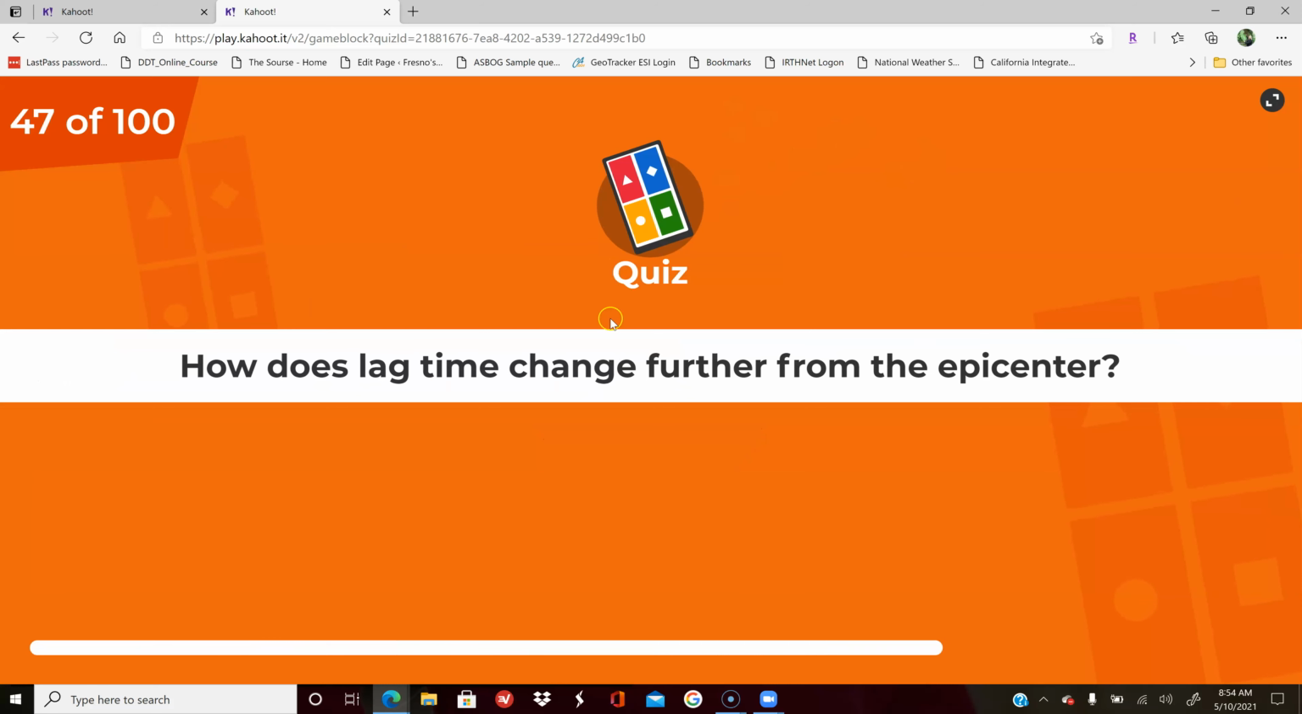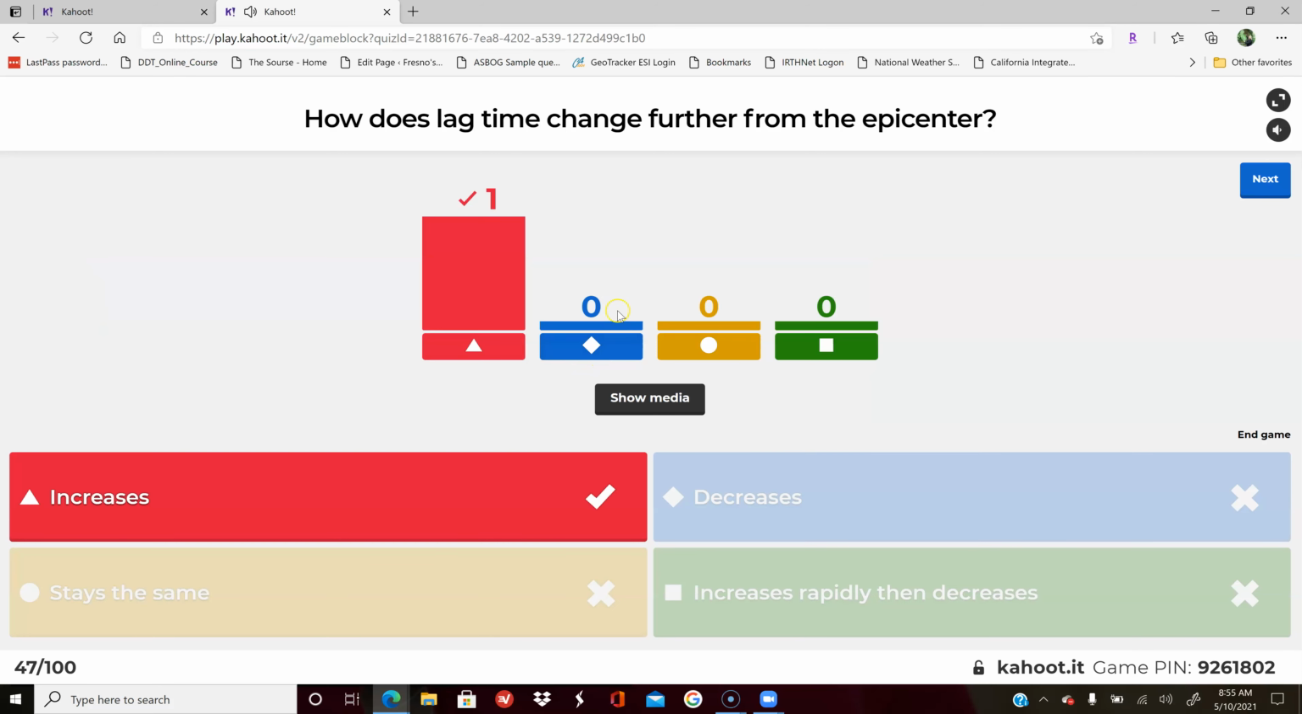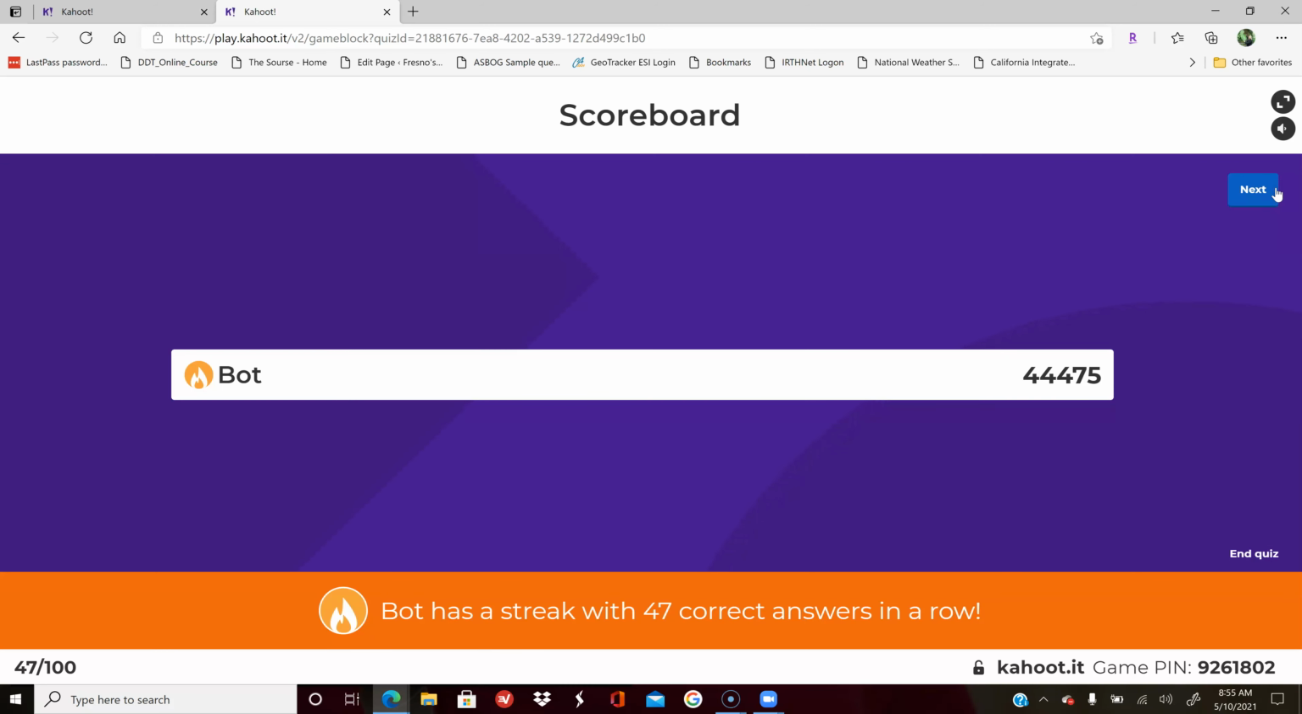How does lag time change further from the epicenter? So it increases, decreases, stays the same, or increases rapidly and then decreases. This would be increases. So the further you move away from the epicenter, the further your lag time will be apart. So it increases the further you get away from the epicenter.